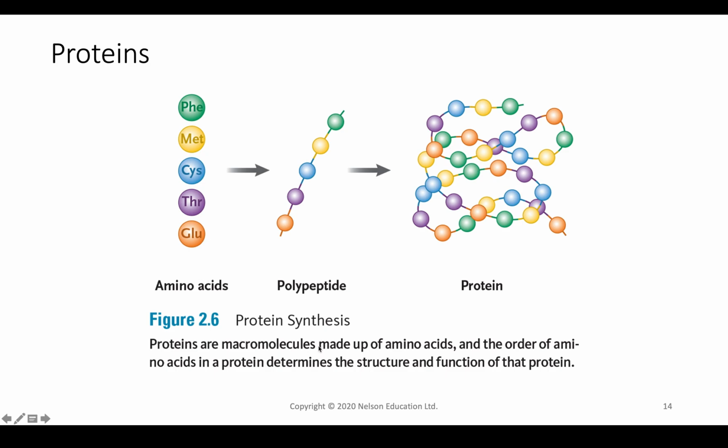Okay, so proteins are macromolecules. They're comprised of amino acids, and the order of the amino acids in the polypeptide sequence is going to determine this final protein structure. And as you'll hear me say a zillion times throughout the rest of the semester, form defines function. So the shape of the protein is very specific to the action that the protein is going to, or the role that the protein is going to play in the cell. And so the specific order of the amino acids in the polypeptide chain is going to determine the structure and therefore the function of that protein.